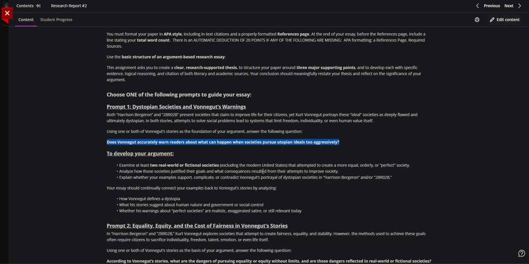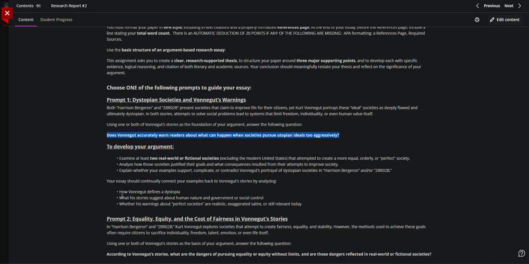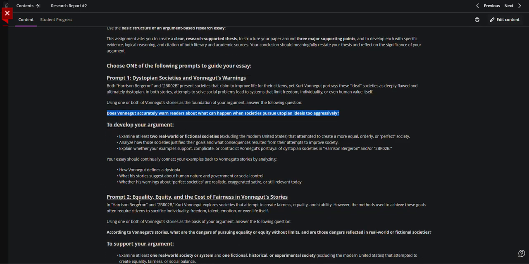You're going to analyze how those societies justified their goals and what consequences resulted from their attempts to improve their society, and explain whether your examples support, complicate, or contradict Vonnegut's portrayal of dystopian societies in Harrison Bergeron and, or your choice, To Be or Not To Be. You can pick one or you can use both, but you are comparing real world dystopias or dystopic societies or even fictional dystopic societies to Vonnegut. Remember, we're always tying it back to the Vonnegut stories. And this gives some more information about how to analyze that. So I'll let you read through that.